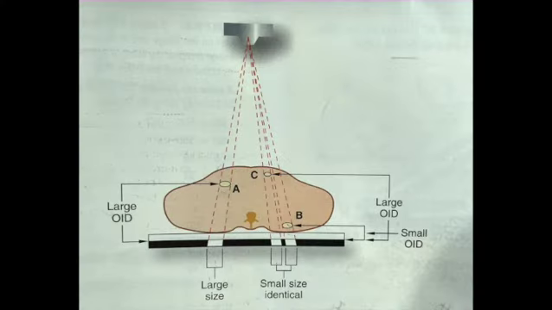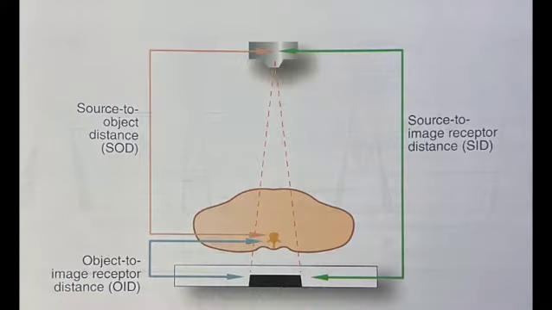As this picture shows, to reduce magnification, the goal is always to have a small OID and a large SID. And if you're saying, well, what in the world is OID? OID means object to image receptor distance, and SID means source to image receptor distance. So having a small OID means getting the part that is being X-rayed as close to the image receptor as possible. Having the body part as close to the image receptor as possible reduces the magnification. That's why it's so important to have the body part right against the image receptor and not farther away from it.